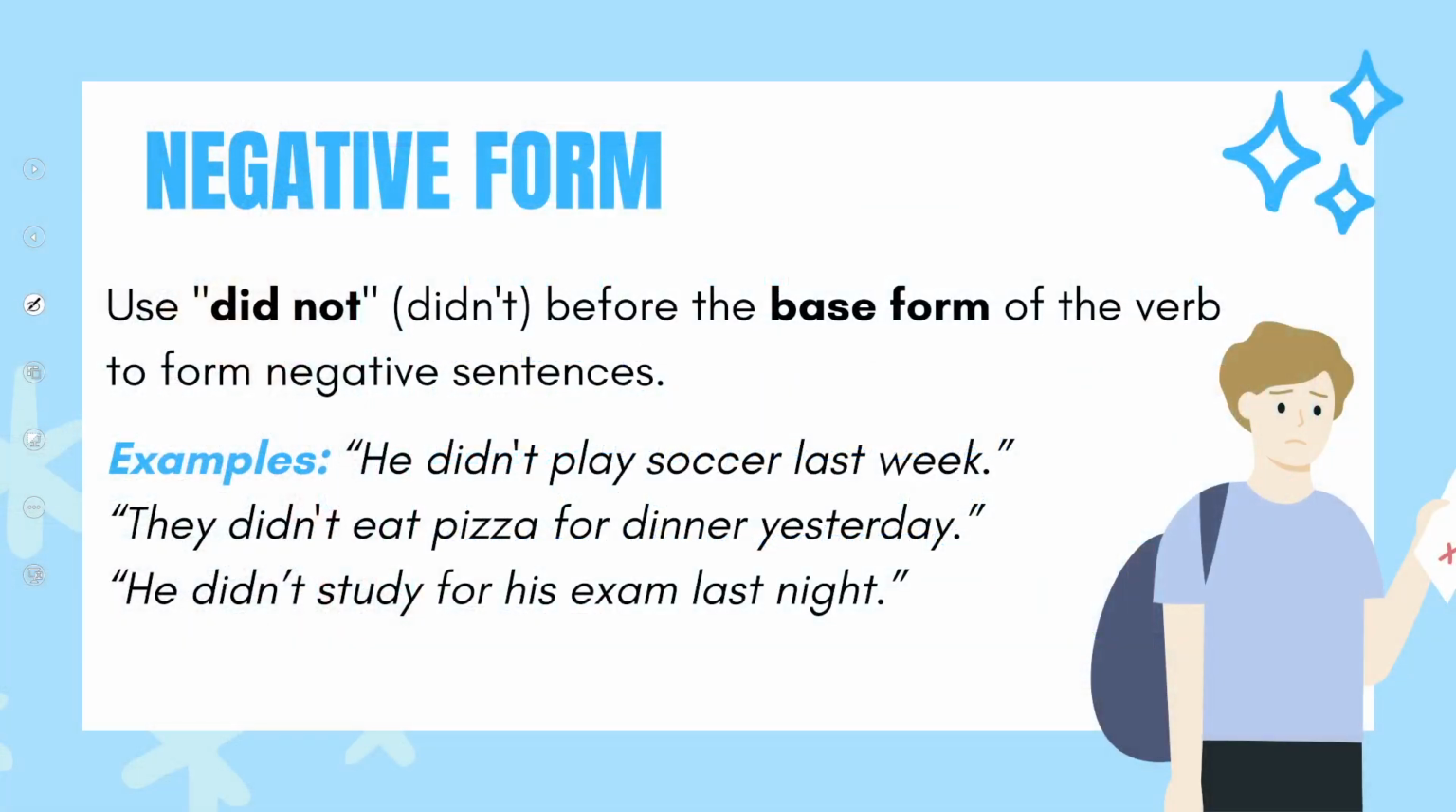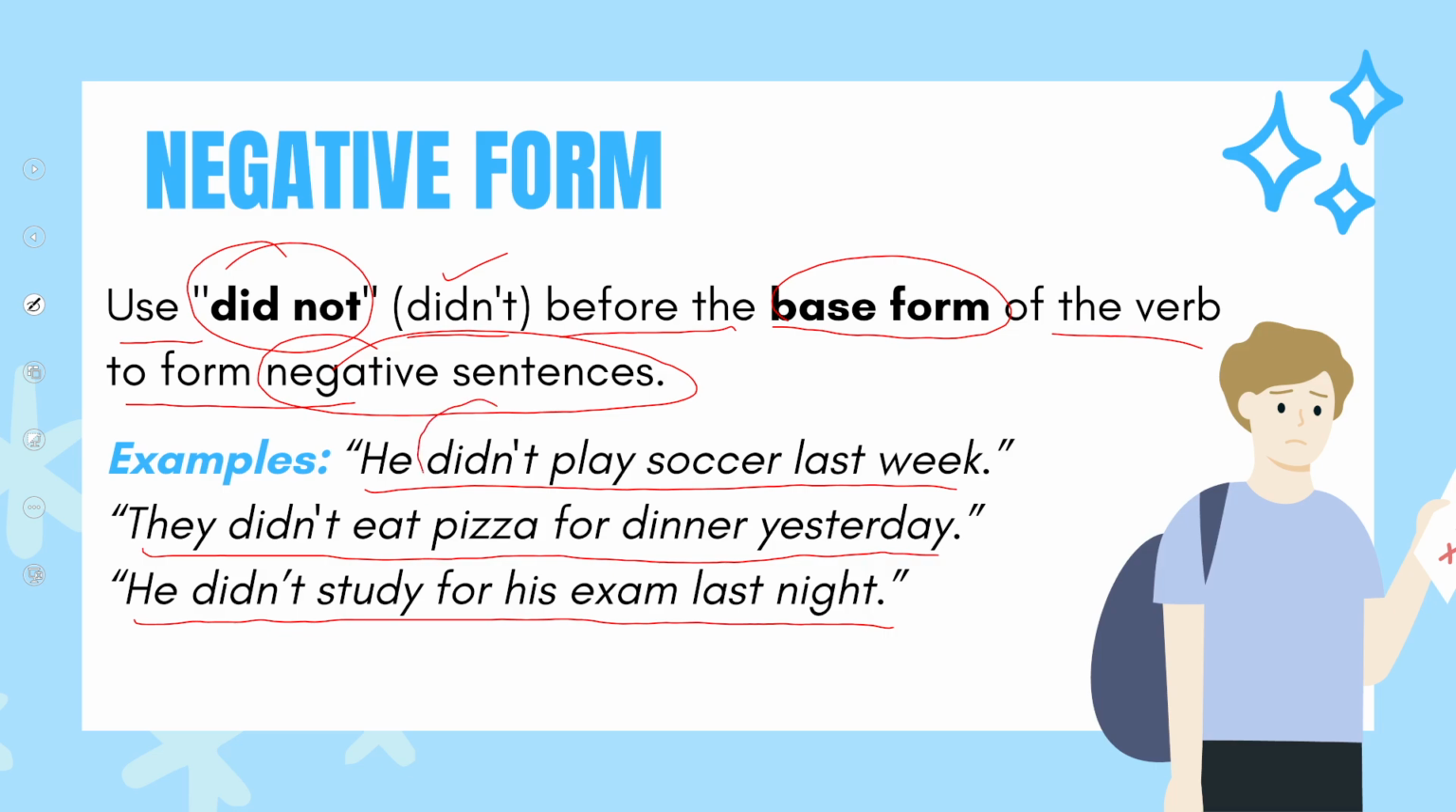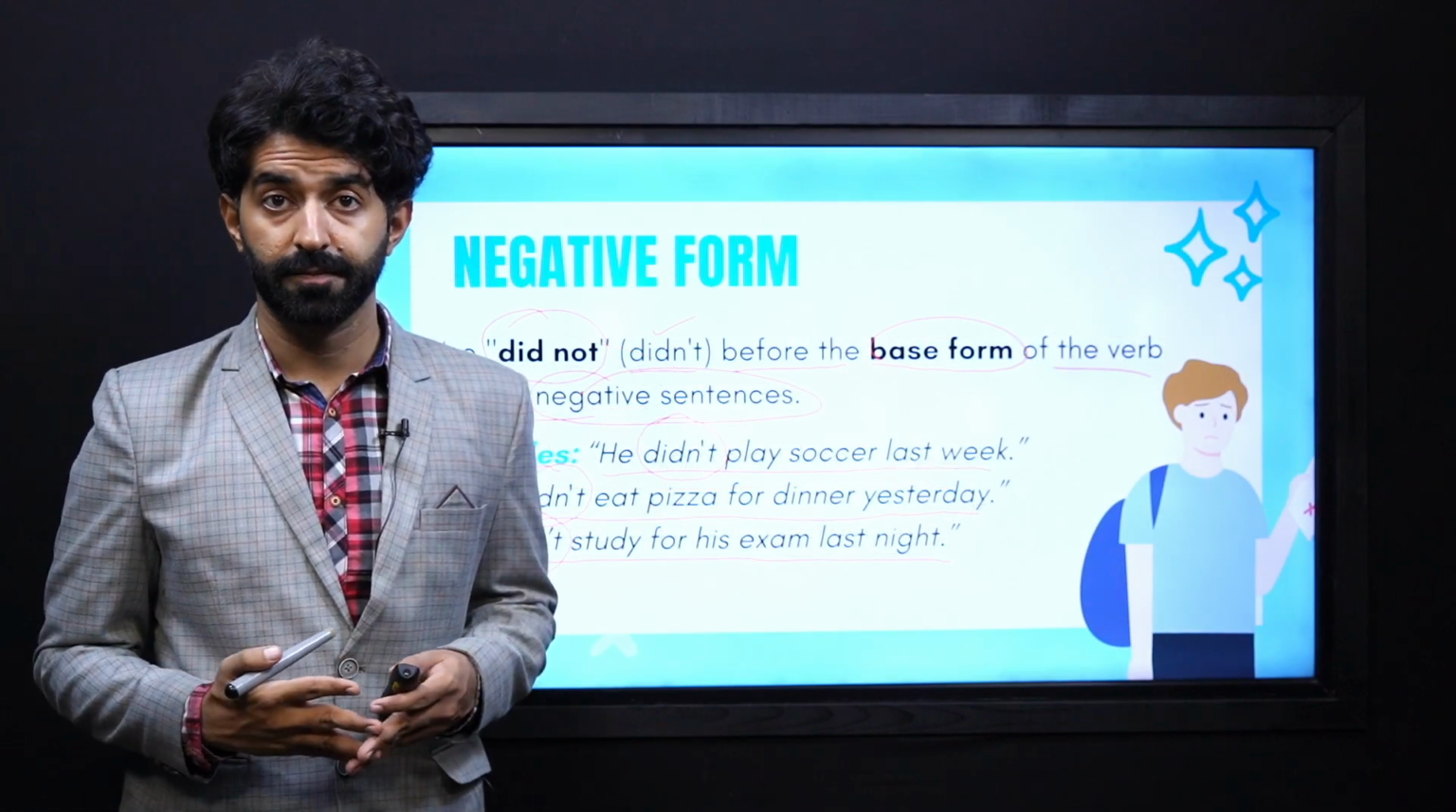Now, let's talk about the negative form. We will be using did not or the contraction of did not, the short form which is didn't, before the base form of the verb to form negative sentences. For example, he didn't play soccer last week, they didn't eat pizza for dinner yesterday, or he didn't study for his exam last night. So all these sentences include a negative form which is did not.